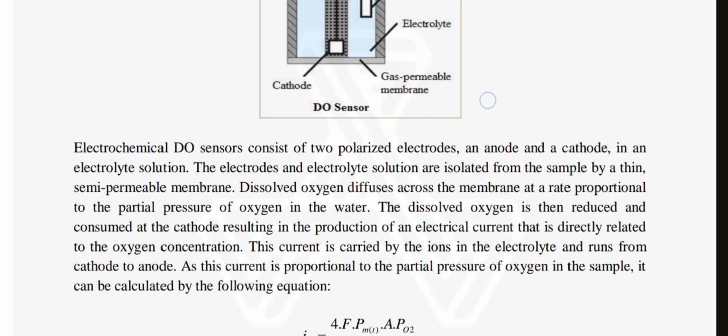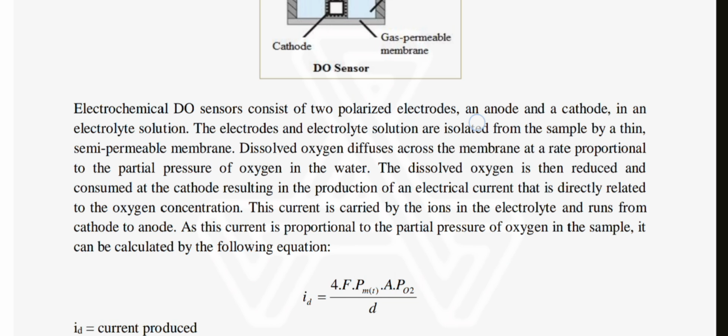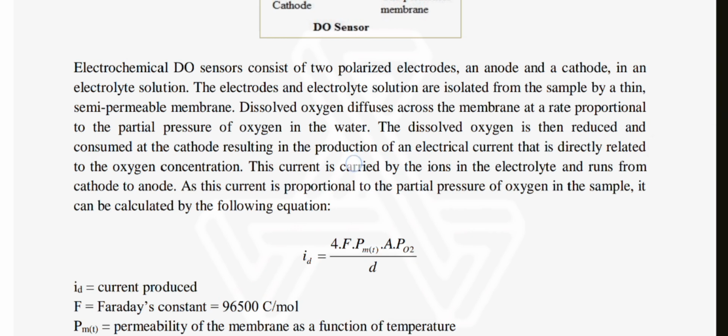Dissolved oxygen diffuses across the membrane at a rate proportional to the partial pressure of oxygen in the water. The dissolved oxygen is then reduced, consumed at the cathode, resulting in the production of an electrical current that is directly related to the oxygen concentration. This current is carried by ions in the electrolyte and runs from cathode to anode.